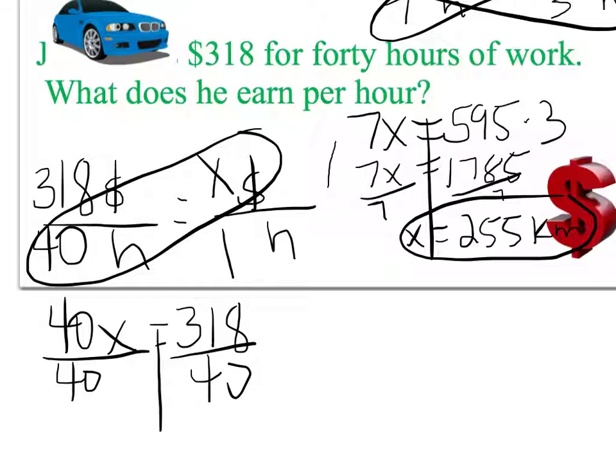Okay, so that is going to be 7.95. Okay, so he makes $7.95 per hour. Okay, so I just want to think about that. That's about 8, and 8 times 40 is like 320. So yes, that's very close. He makes $7.95 per hour.